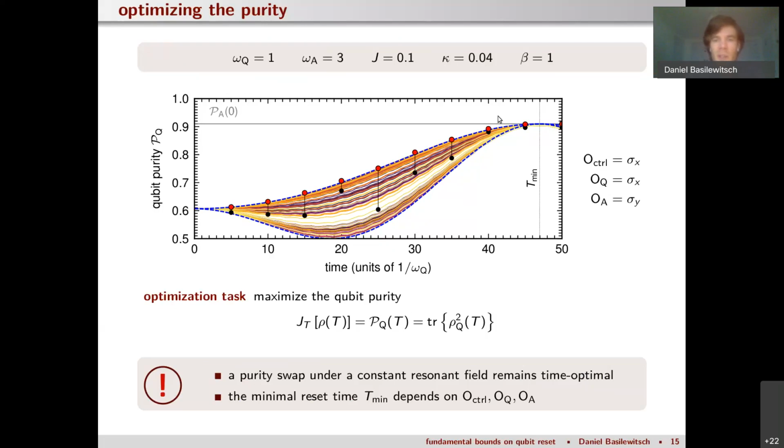So what you can observe from these numerical results is that a purity swap under a constant resonant field remains the time optimal solution, or at least it appears to be the time optimal solution. However, the minimum reset time seems to depend on the choice of local control and your interaction between qubit and ancilla.